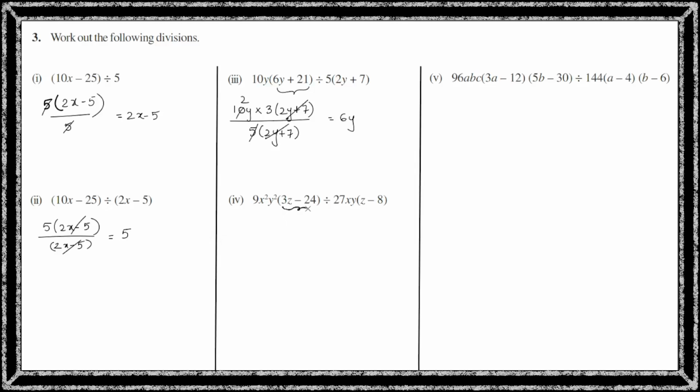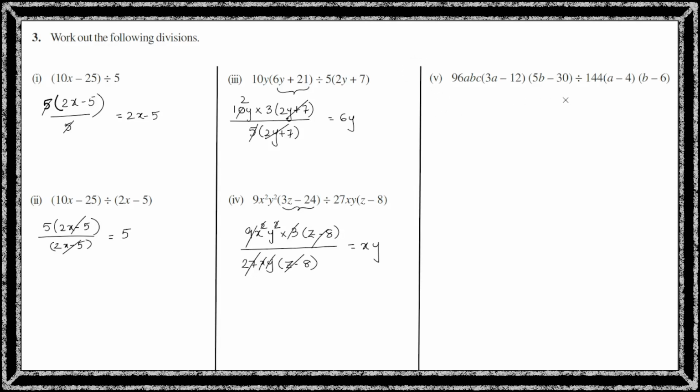Right? Here you can see that 3 is common. So bring 3 outside the bracket. Z minus 8. Now the denominator also has z minus 8, right? So cancel off z minus 8 and you have 1x, 1y cancelled, right? 9 3s is 27. So that is getting cancelled. So I have the answer x1.